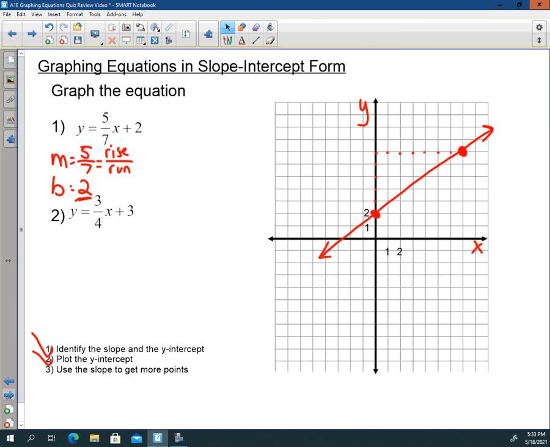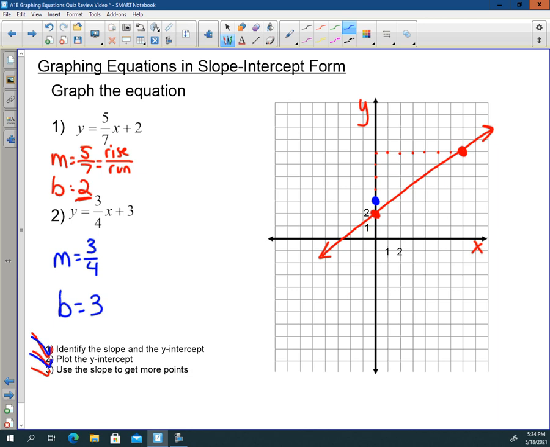All right, let's do that again, this time on blue. First of all, oops, I forgot this part. To get more points. We're done. All right, let's do the next one. So we're going to identify the slope and the y-intercept. Well, the slope in this equation is 3/4, and the y-intercept is 3. So we're done with that part. We're going to plot the y-intercept by putting a dot at where y equals 3, and that's right here. So we took care of that.